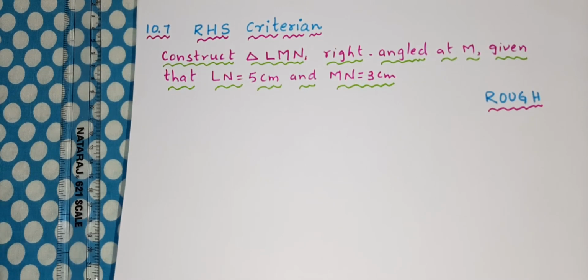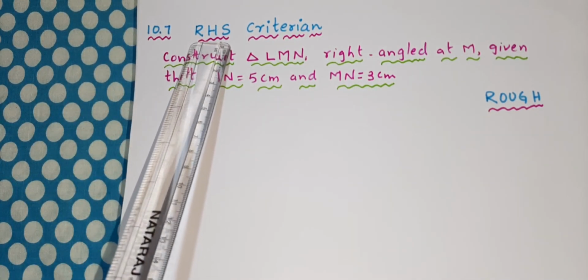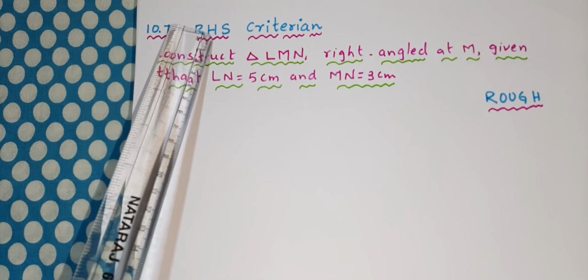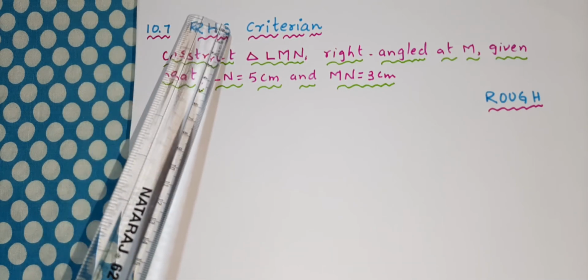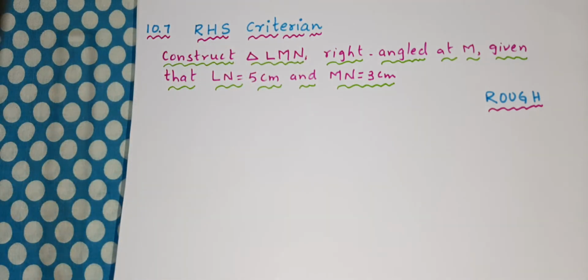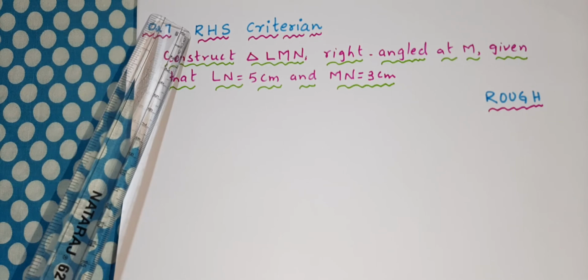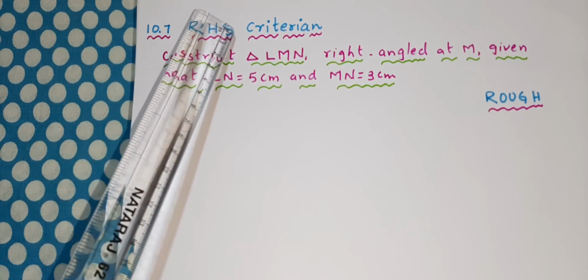Right, children, come to the next criterion, that is RHS. What is RHS? Right angle, hypotenuse and side. Right angle, hypotenuse, side criterion. That is, in the given triangle, one angle will be 90 degrees. So right angle is nothing but 90 degrees, hypotenuse and side.